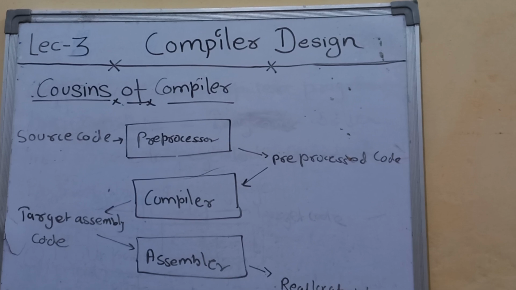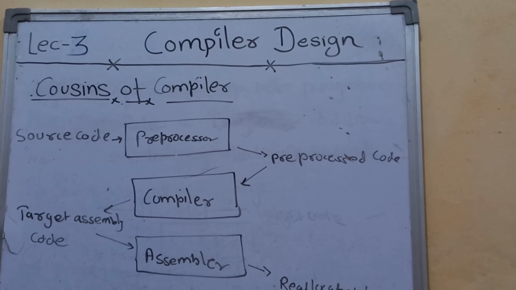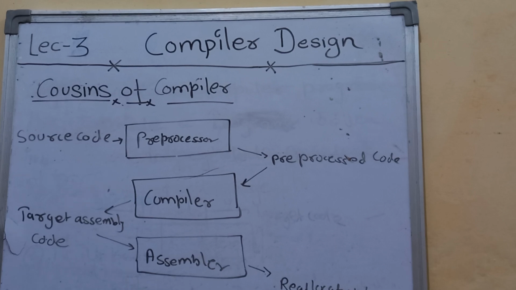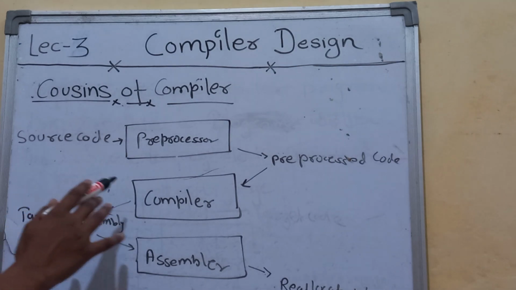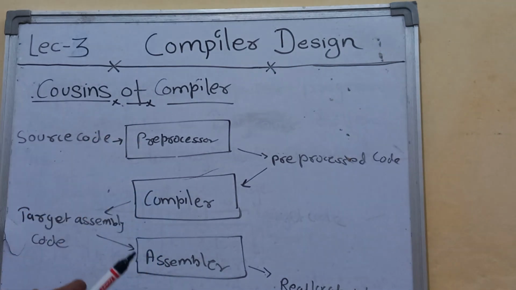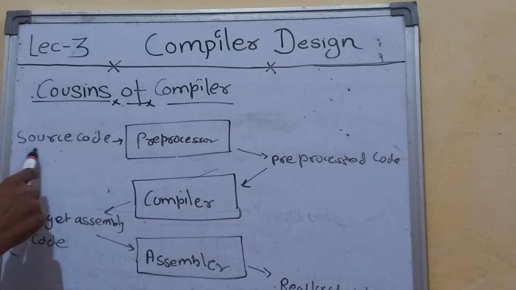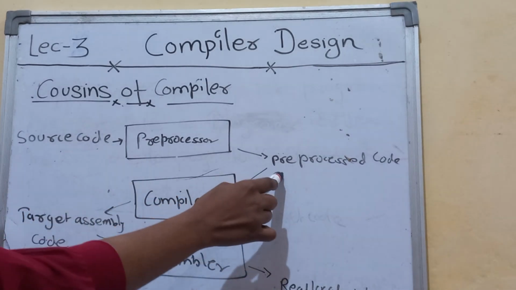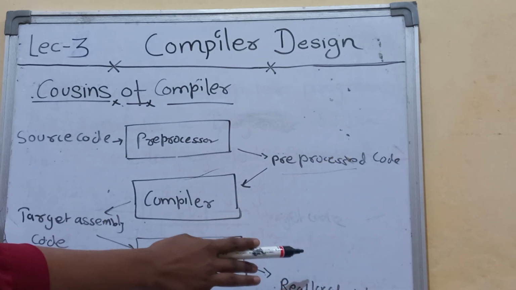So the cousins of compiler are all those parts of a compiler which are included in converting the high level language to the low level language. This is called the cousins of compiler. So the first cousin of compiler is preprocessor. Preprocessor takes the source code and converts it into pre-processed code.